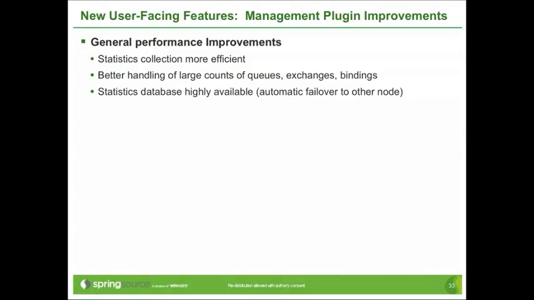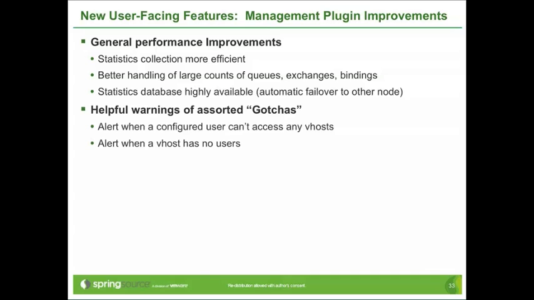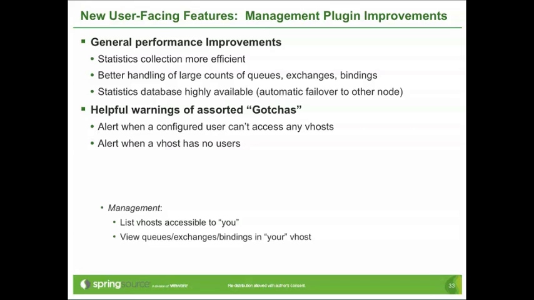So, other miscellaneous broker improvements. The management plugin now collects statistics more efficiently. It handles large-scale messaging fabrics better than it did before, and we have greater availability of the statistics database used by the management plugin, where we can automatically fail it over between nodes. There are convenience warnings of various gotchas, such as inaccessible virtual hosts that have no users, or users that can't reach virtual hosts.